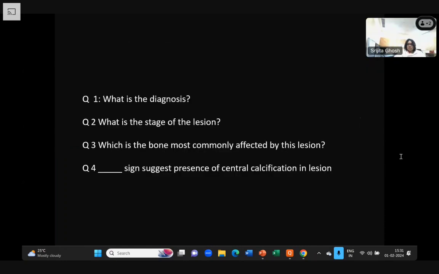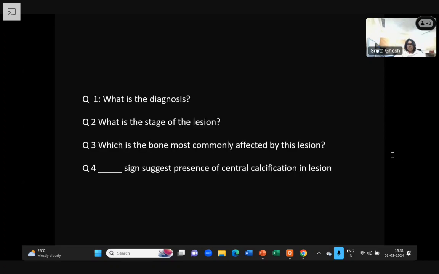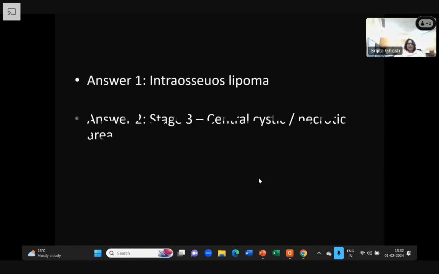Which is the bone most commonly affected? Calcaneum, calcaneus. Yeah, correct answer. What signs suggest presence of central calcification? Very good. IRAD knows everything. Very good. So, intraosseous lipoma, it is a stage 3.